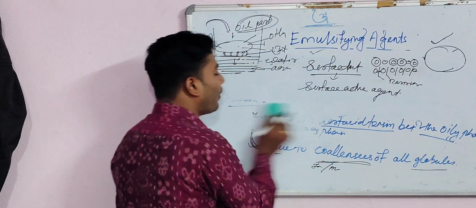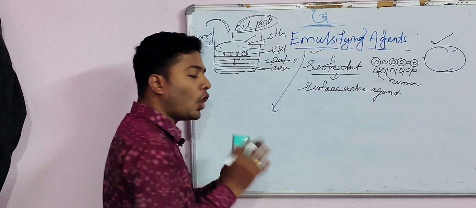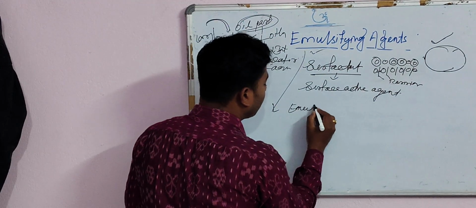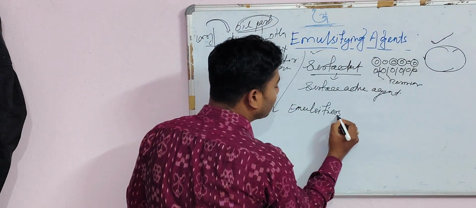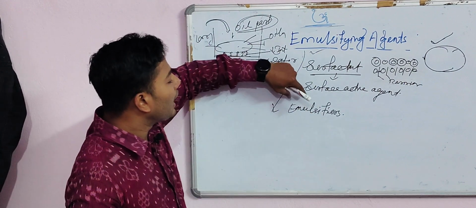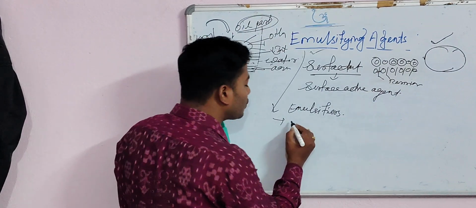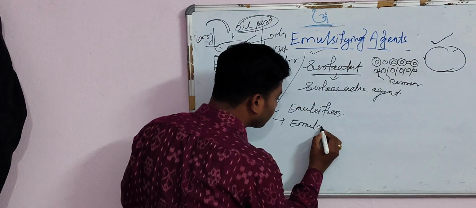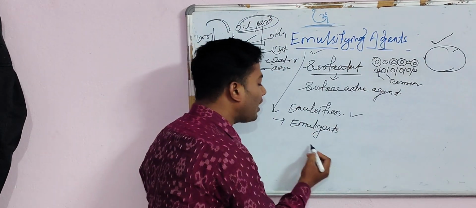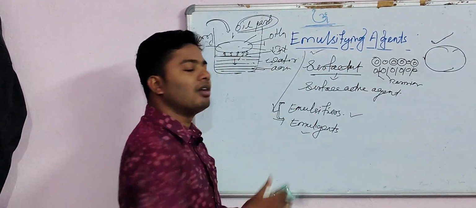Clear? Now the next point is, what is the other name of the emulsifying agent? The other name of the emulsifying agent is emulsifier. Don't be confused, my students. Emulsifier is also called an emulsifying agent, and another name is emulgent. So one is emulsifier, another one is emulgent. These are the two alternative names of the emulsifying agent.